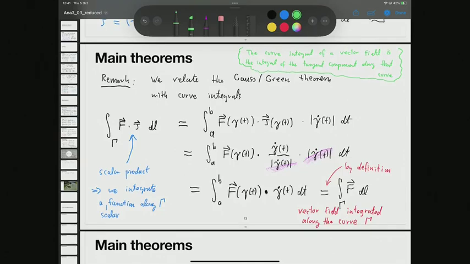If you take a look at these formulas long enough, then all these pieces come together. That is a theoretical discussion for now. Before we go to examples, are there any more questions? Just to see that in action, let's do a few calculations. The curve integral of a vector field is the integral of the tangent component along that curve.